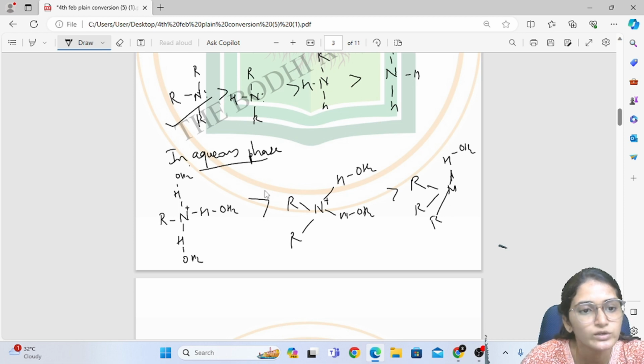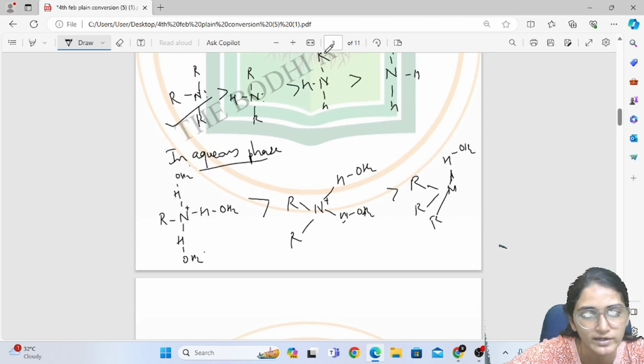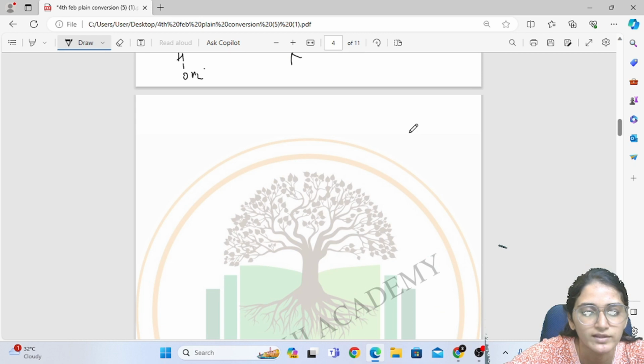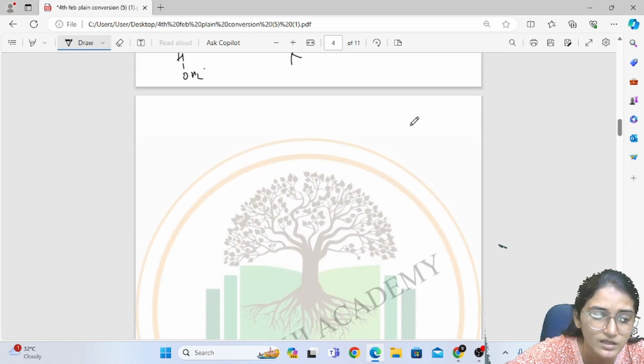So here, who is more stable? The first one, because it is forming more hydrogen bonding, as there are 3 hydrogens present in that. In the second one, there are only 2 hydrogens, which will be less stable because there are only 2 hydrogen bondings, and in the third case there is only 1 hydrogen bonding. So this is the order that we can see in the aqueous phase.